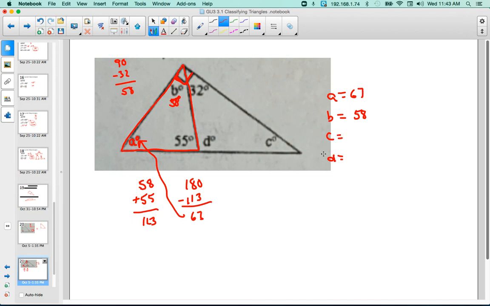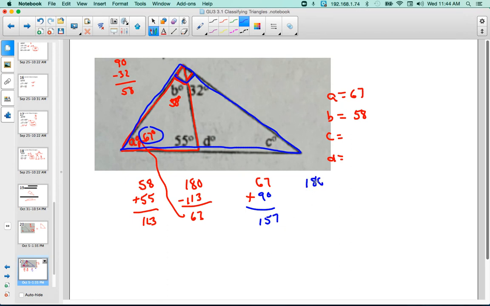Now let's look at these other parts. I think the next one I need to figure out is C. And what I'm going to use here is the 67-degree angle that we have for A. So I'm now looking at the big triangle. Let's see, let's go to a different color. Let's go blue. So now I'm looking at the big triangle. Okay, I've got my 67-degree angle over here. I've got a 90-degree angle up top. When I add them together, I get 157. If I do 180 minus 157, what's left should be C. That's 23. So C is 23 degrees.